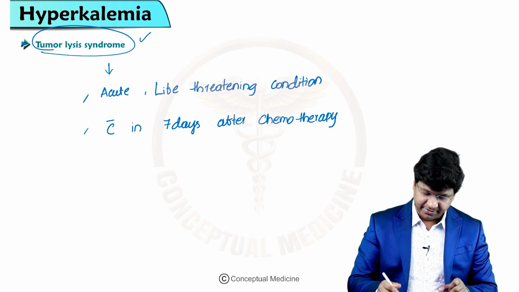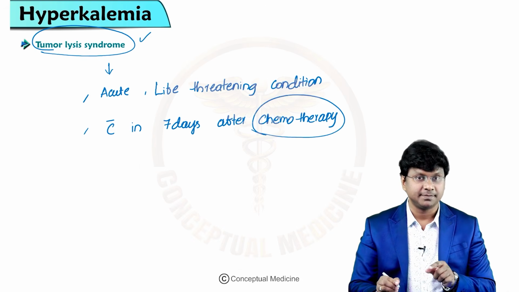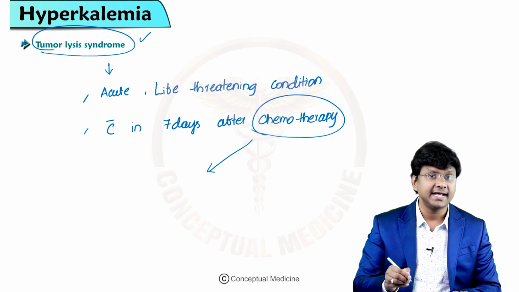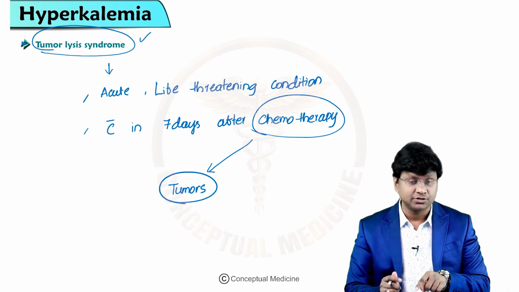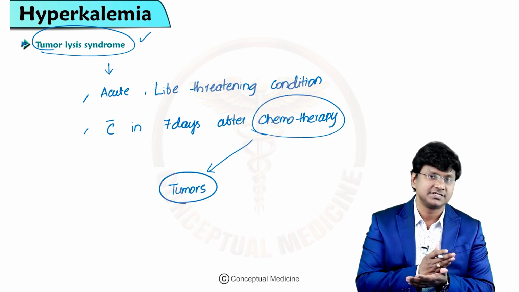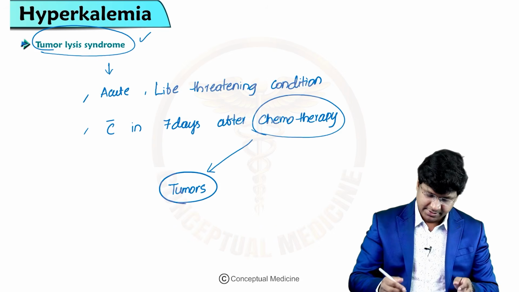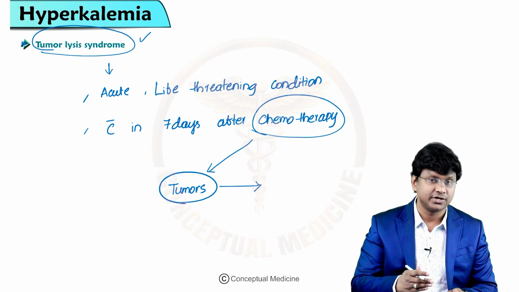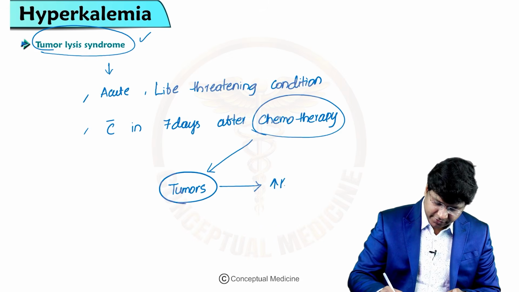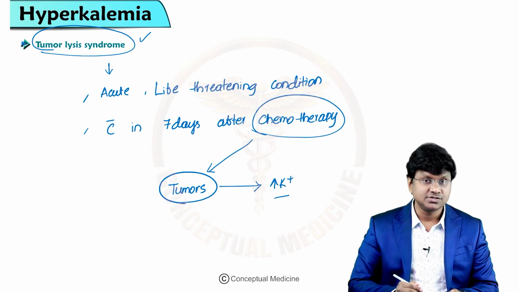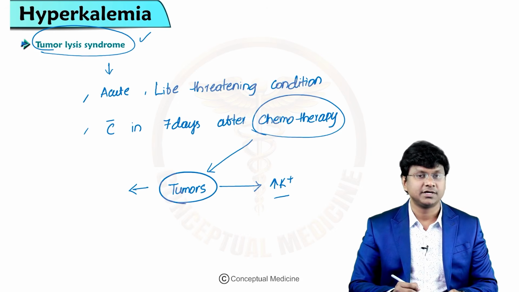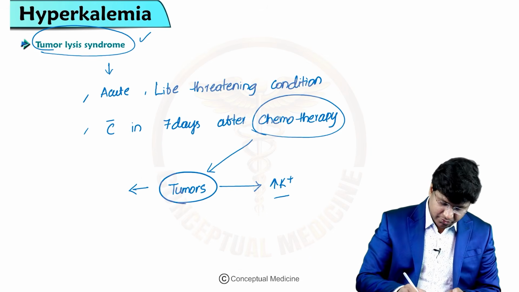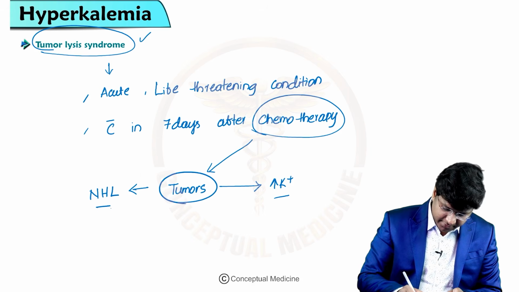What this chemotherapy will do is go and act on the tumors, and it will kill the tumor cells. And once the tumor cells are destroyed, there will be release of potassium into the circulation. There is also a question: which particular tumors are more prone to development of tumor lysis syndrome causing hyperkalemia? That includes non-Hodgkin's lymphoma.